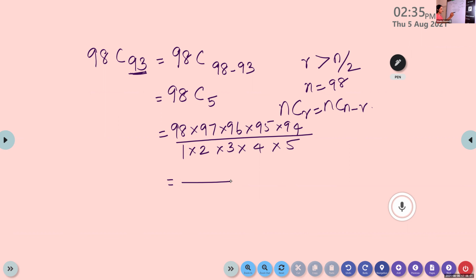Five, if you cancel this, we'll get 19, isn't it? Then 3, if you cancel, 32. Again, if you cancel this, 8 4s are 32. So 98 into 97 into 4 into 19 into 94. That is 98 into 97 into 76 into 94. What is the answer?